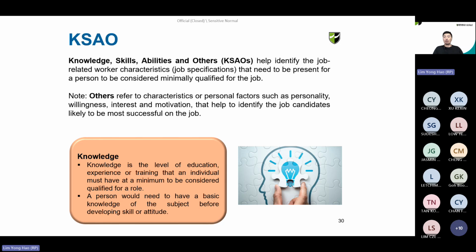Others is sort of a catch-all category of things that can be personality, motivation, interest, or values. As you can tell from some of our earlier classes, and probably in Derek's class, there is increasing importance of this catch-all group called others. Because you are not just hiring for skills, which is important, but you're also hiring for a certain type of people into your company.